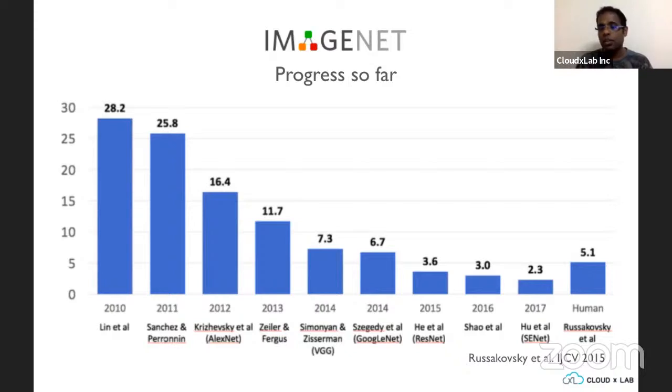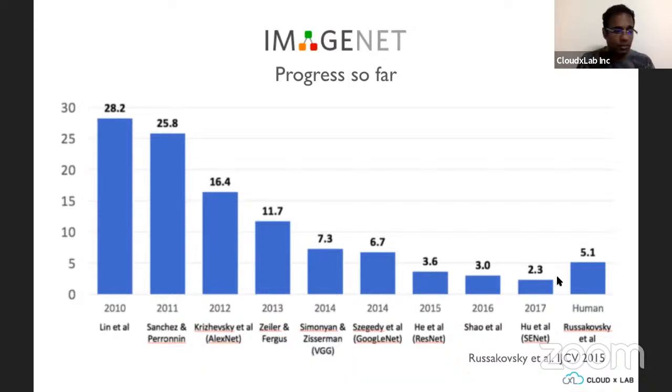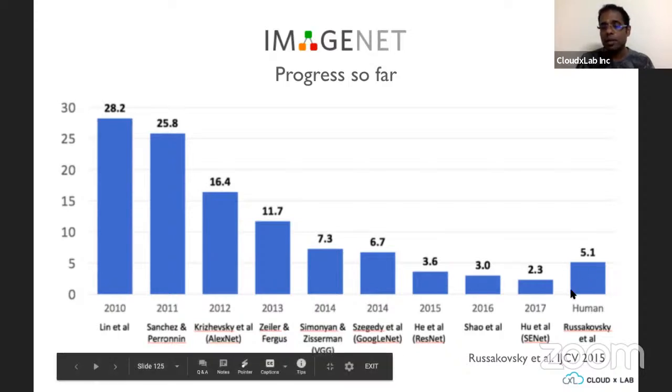It's estimated that for a similar data set, a human would have an error percentage of 5.1%. When they started around 2010, the best models had about 28% error rates, which is really bad. That basically means about 1 in 3 predictions would be wrong, so about 30% incorrect. And somewhere around 2015, the models were able to beat humans at this particular task.